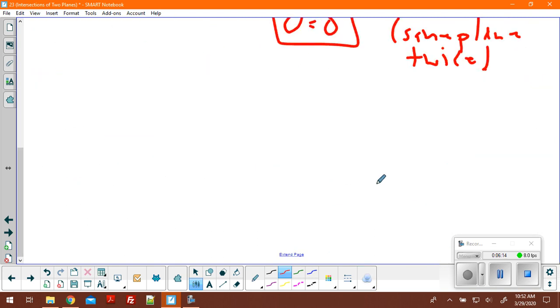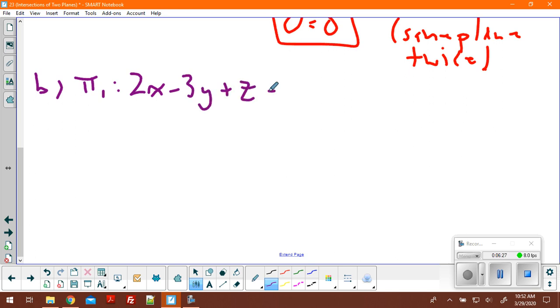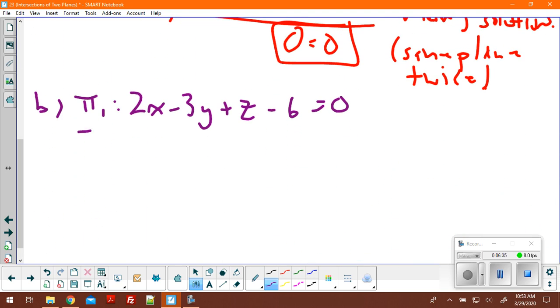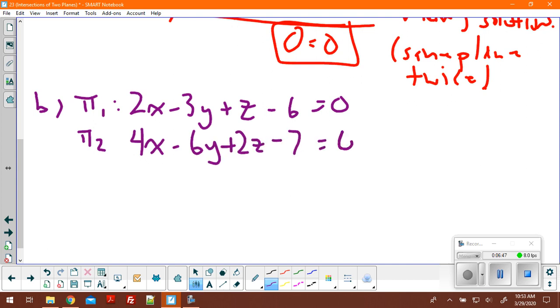So for B, we'll just do this all over again. My first plane was 2x minus 3y plus z minus 6 is equal to 0. Okay, and my second plane, pi 2, was, pardon me, 4x minus 6y plus 2z minus 7 is equal to 0.